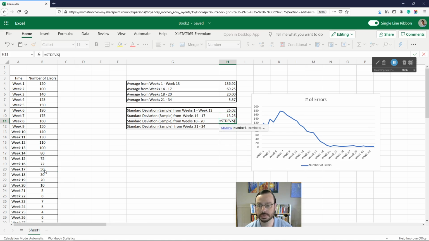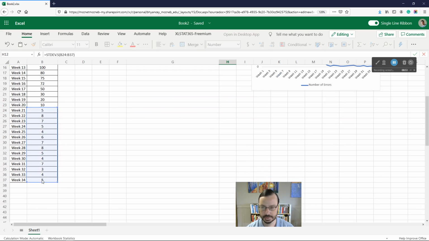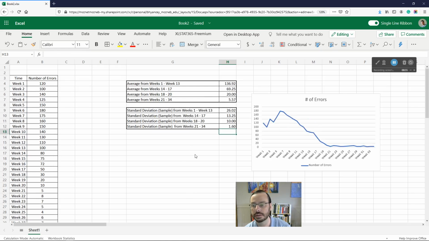Equals stdev.s, open parentheses. I click week 18, hold down shift, left click week 20, close parentheses. And the last one's weeks 21 through 34, close. All right.